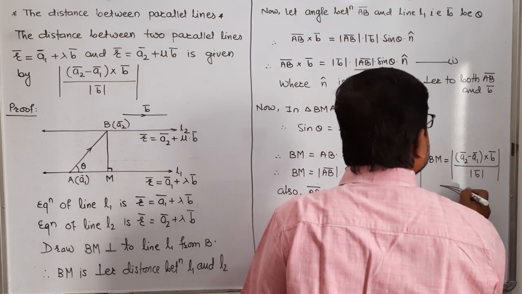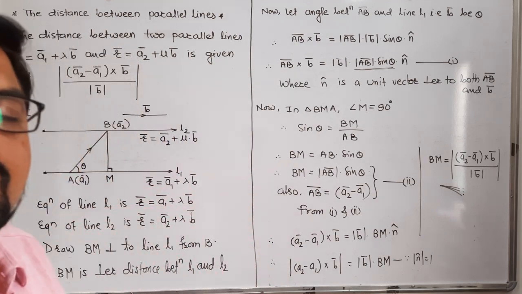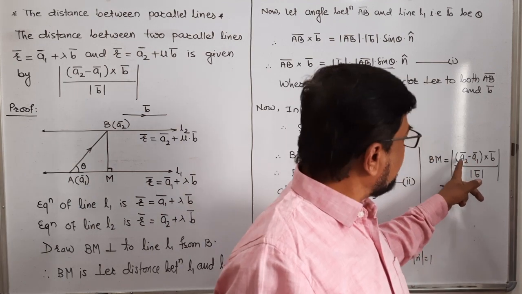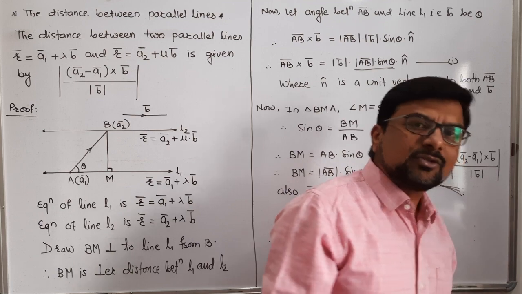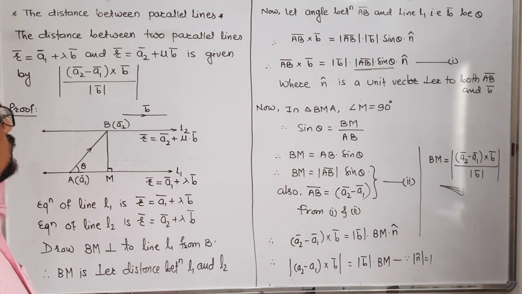It is said to be distance between two parallel lines is given by mod of a2 vector minus a1 vector cross B vector upon magnitude of B vector. Okay, got it? Please note down it.